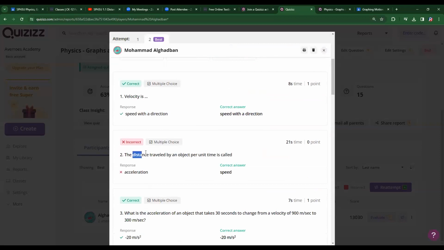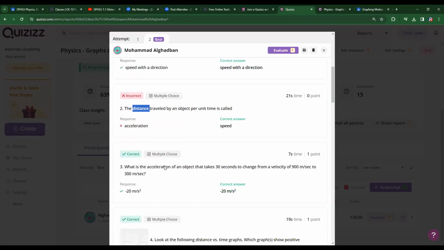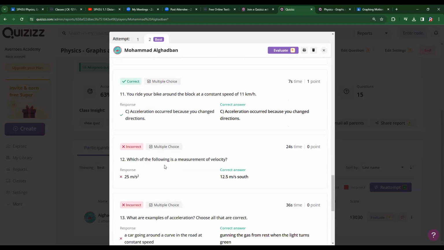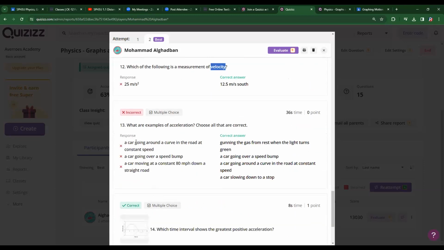Okay, so you missed that distance over time is speed, not acceleration. Velocity over time is acceleration. How fast velocity changes is acceleration. Okay, everything is good. Measure of velocity: pay attention to units. Whenever you have distance over time squared, it's acceleration, so it's not velocity. Velocity is distance over time with direction.